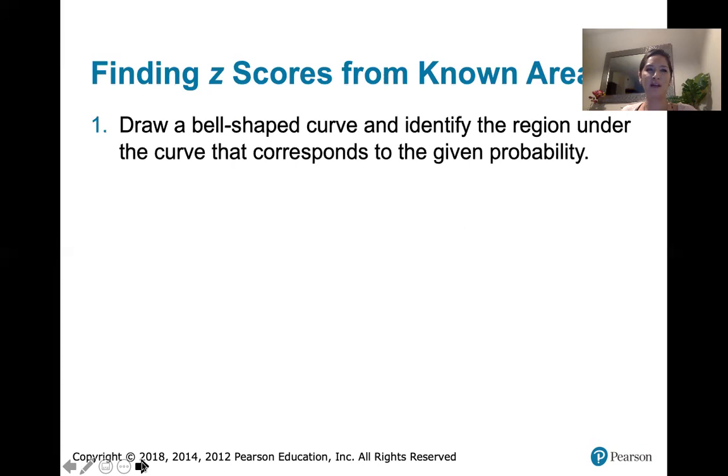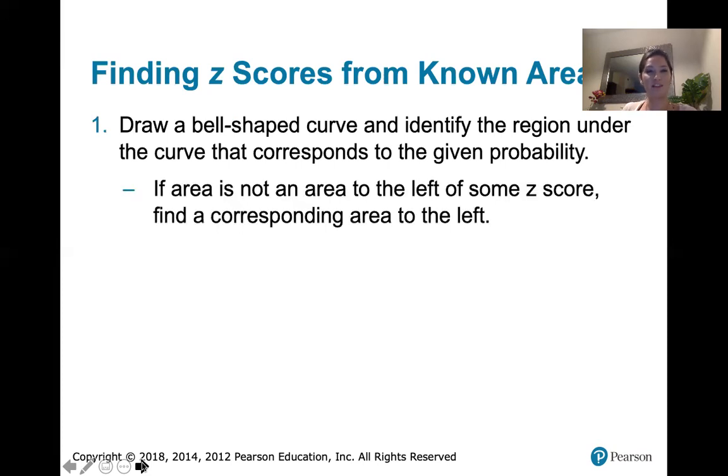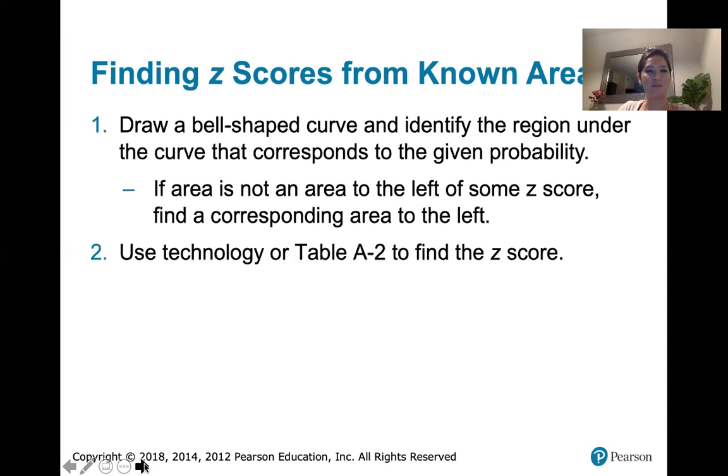I would start by drawing a bell-shaped curve and then identifying the region under the curve that corresponds to the given probability. This might be an area to the left or an area to the right. If it's not an area to the left, I would find that corresponding area to the left. So if they give you an area to the right, just take the complement. 1 minus the area to the right would be the area to the left. And then once you've got that picture, you can use technology.